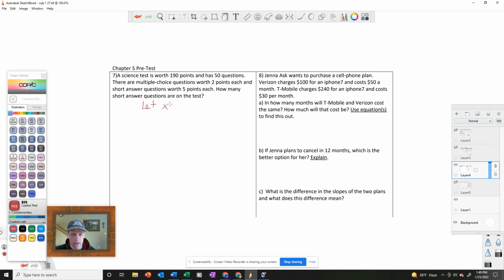All right, so let X equal the number of multiple choice. These are the 2-pointers. And let Y equal the number of short answer. These are the 5-pointers. So my equation is going to be, well, let's see, there are 50 questions in total. So that's just X plus Y equals 50, because the number of multiple choice plus the number of short answers is going to be 50. It's a long test. And it's worth 190 points, all right? 2 points for each multiple choice, plus 5 points for each short answer.